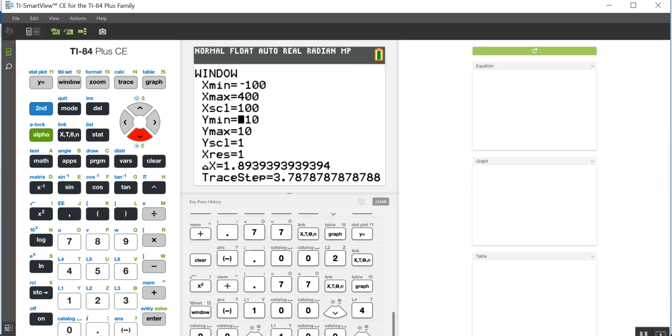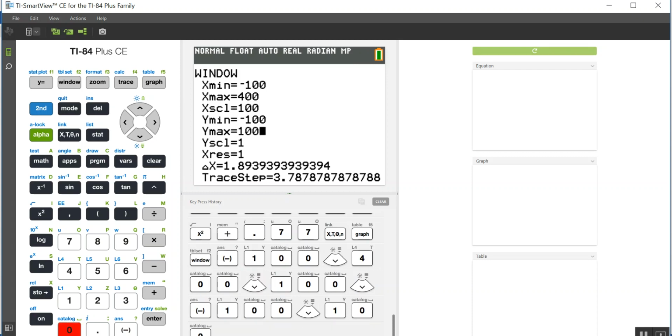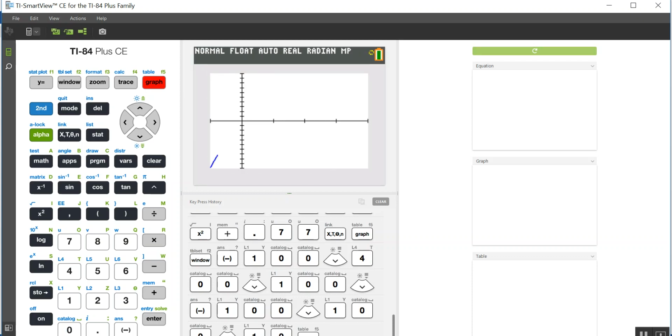Same thing with my y. I played with it a little bit and I realized I wanted a y minimum of negative 100, y max of positive 100, and let's go with a scale of 10. And now when I graph this, it should look a little more parabolic.